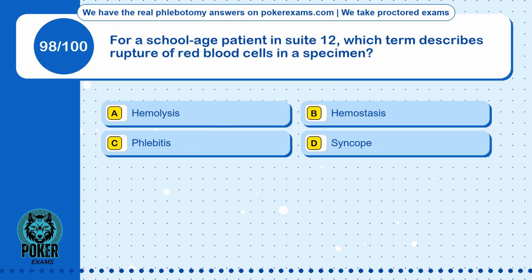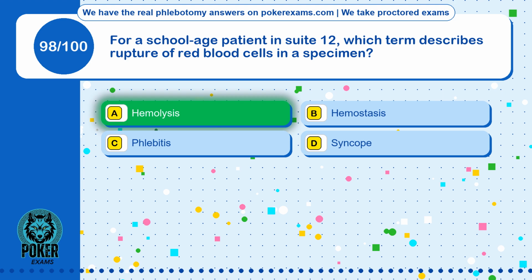Question 98. For a school-age patient in Suite 12, which term describes rupture of red blood cells in a specimen? Option A, hemolysis. Option B, hemostasis. Option C, phlebitis. Option D, syncope. The correct answer is option A. Hemolysis.